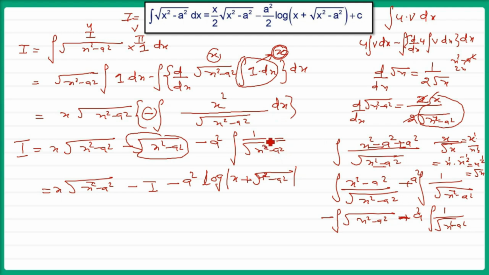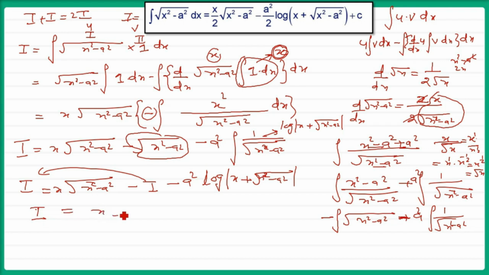Now let me write it again, because my writing is very good as you see here. So log modulus x plus under root x square minus a square. This is the result. Now this negative I can be taken on the left. It will give you I plus I, and I plus I is going to give you twice I. Now this is 2I.